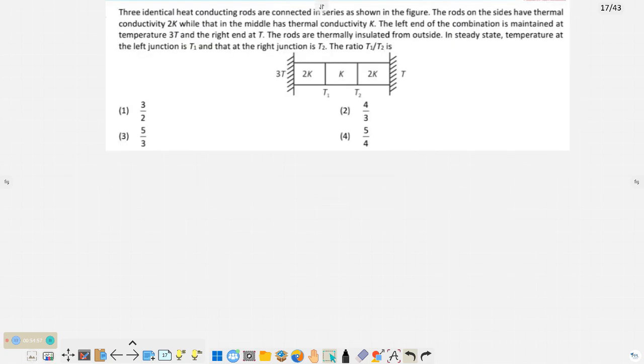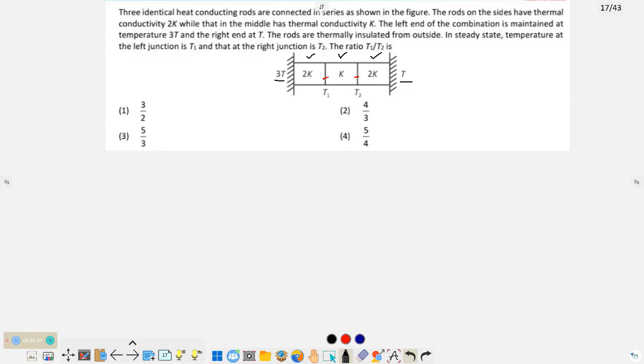The next question is given in the heat topic, the transmission of heat, a conductivity based concept. They have given three conductors. One has conductivity 2K, the second one is K, the third one is 2K. They are fixed between two rigid supports, and temperatures are maintained at 3T and T at the two ends. In between there are two junctions, here is one junction and here is another junction. These temperatures are T1 and T2. Now they are asking to find the ratio of T1 to T2.